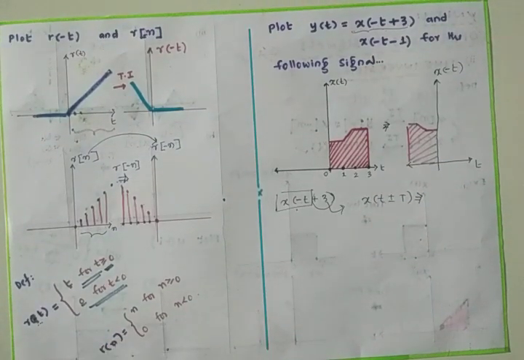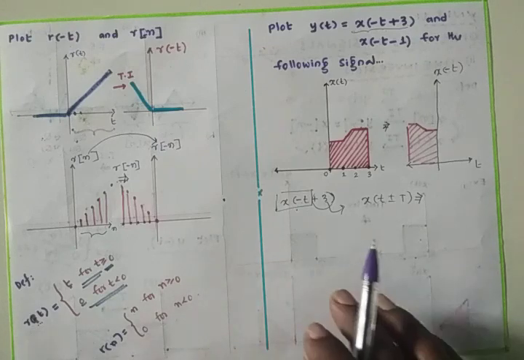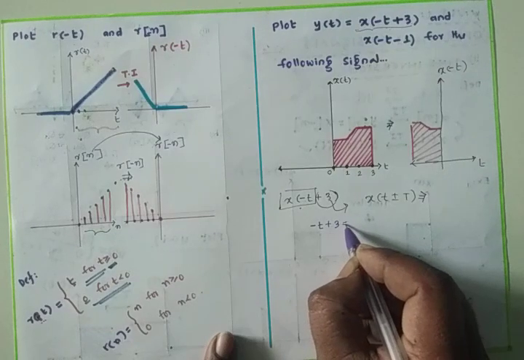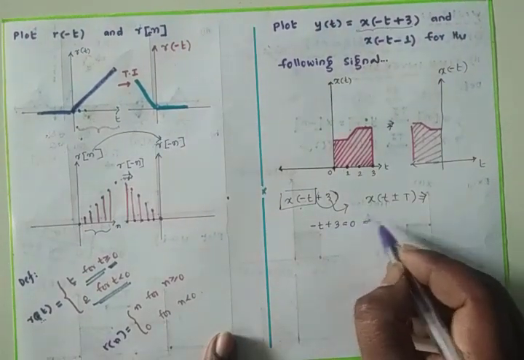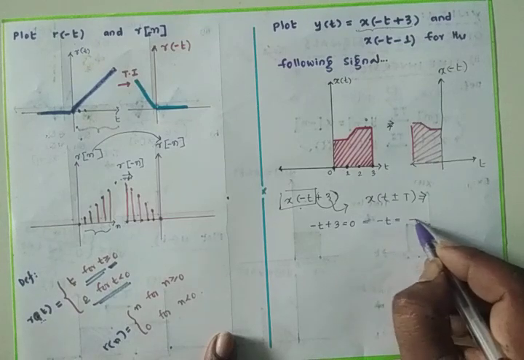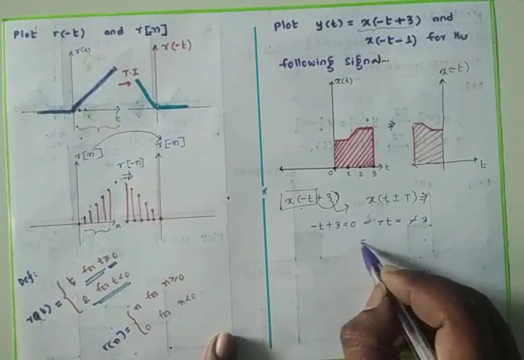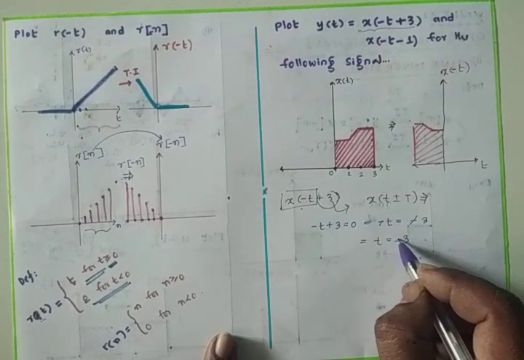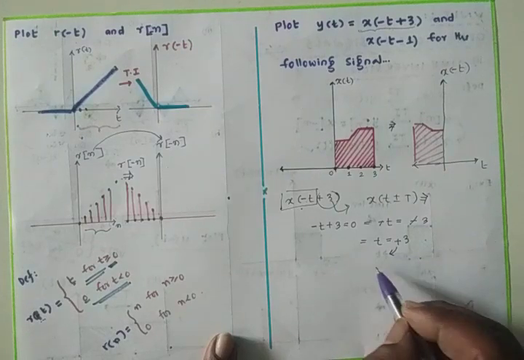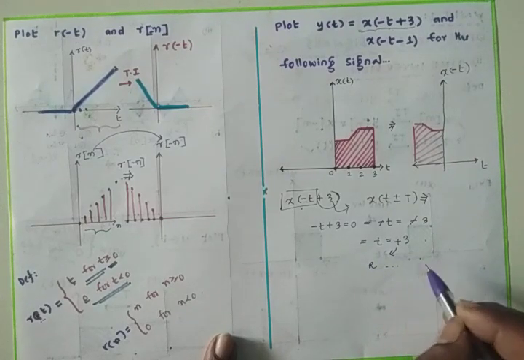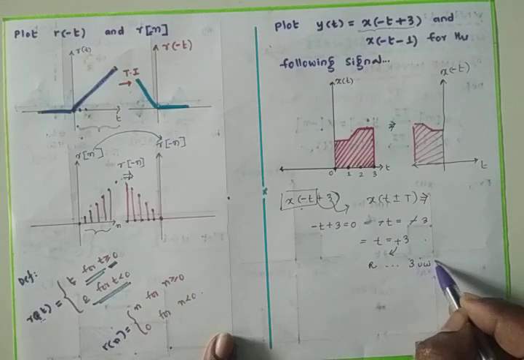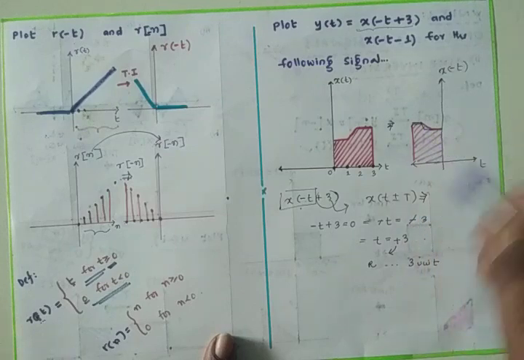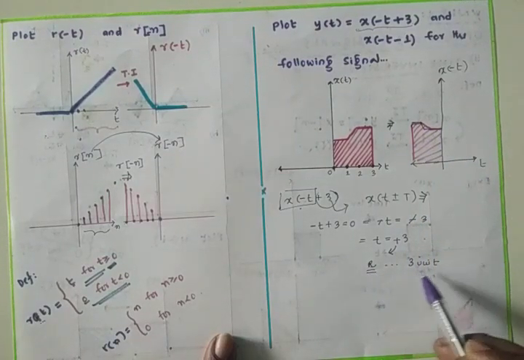This is nothing but the time shifting operation. So take the term inside the bracket: minus t plus 3 is equal to 0. So minus t is equal to minus 3. The minus signs cancel, so t is equal to 3. This is positive 3. Positive means the signal will shift to the right side by how many units? By 3 units. So now this is x of minus t, and it will shift to the right by 3 units.